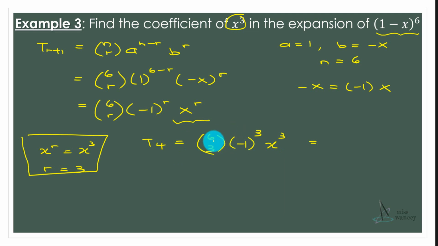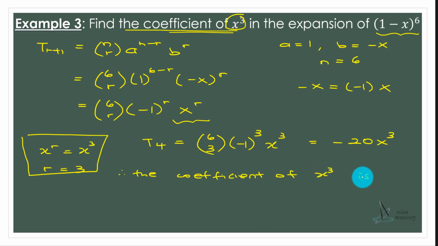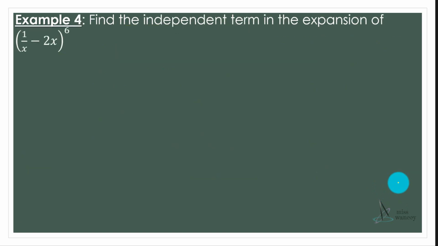Okay, so you simplify them. Use your calculator to find out this value. So this is actually negative 20x cubed. The question asks for the coefficient of x cubed, so this is the term, not the coefficient yet. So the coefficient of x cubed is simply negative 20. Okay, so done with example 3. Let us go to the last one.